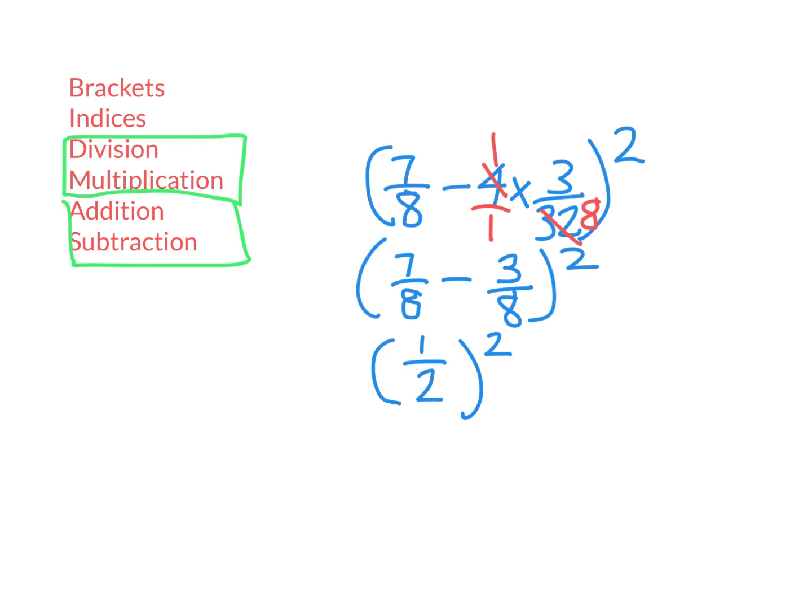So now I've got 1 over 2 squared. How do you square a fraction? Well, all you do is square the first, 1 times 1 on top, 2 times 2 on the bottom. 1/4 is my final answer.